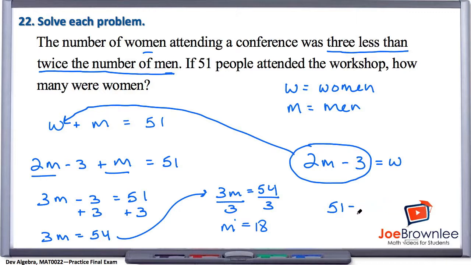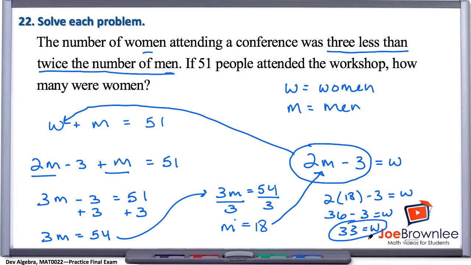Or you could take your value of m, which was 18, and plug it into this equation that we created earlier to solve for w. So we would say 2 times m, the number of men, so 18, minus 3 equals the total number of women. In this case, we have 36 minus 3 equals w, and so 36 minus 3 is 33.